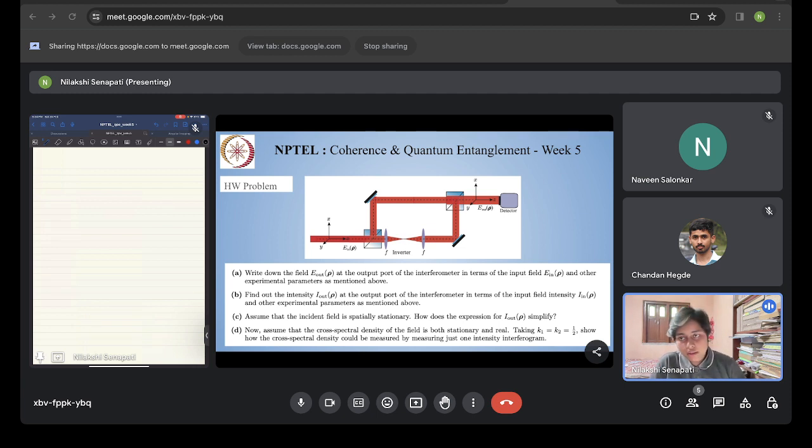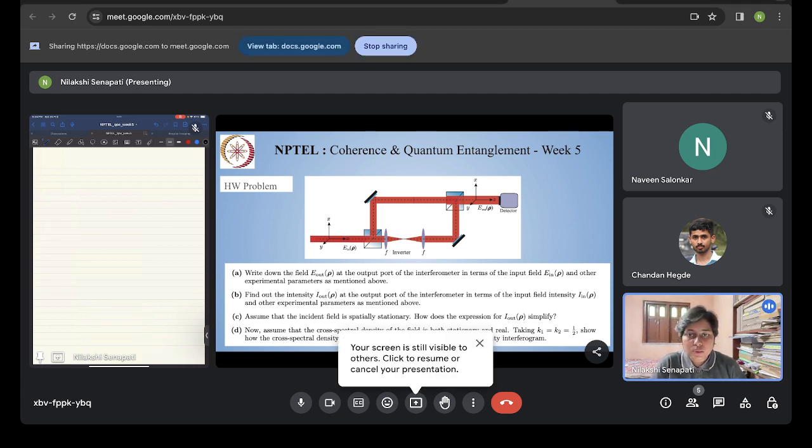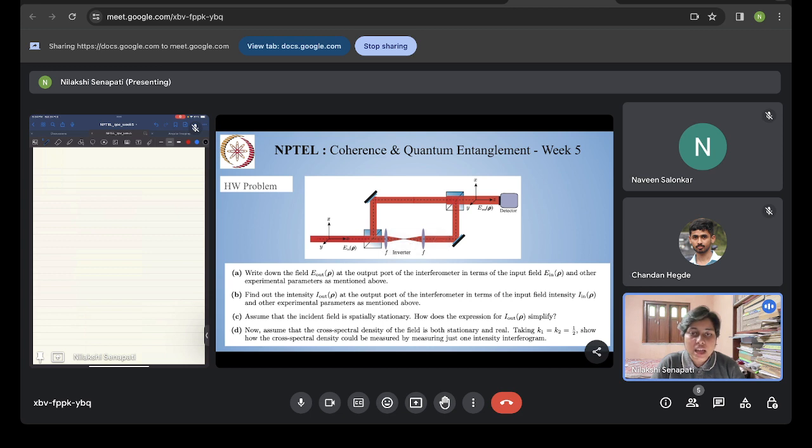The first question says to write down the field E output at the output port of the interferometer in terms of the input field and other experimental parameters as mentioned above. The second asks to find the intensity at the output port of the interferometer in terms of the input field intensity I in rho and other experimental parameters. I already solved these two in the previous class, but let me write them very quickly.